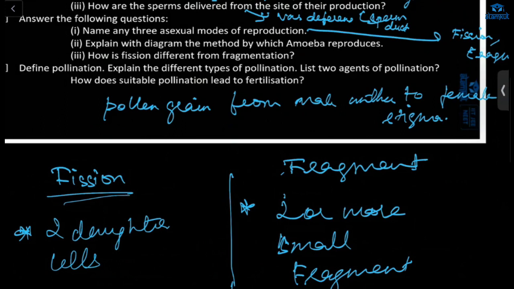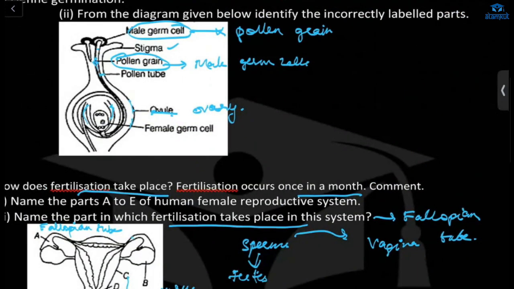When pollen of the correct species lands on the stigma, what will happen? There will be a chemical response, which will cause growth of the pollen tube from the pollen grain. The pollen tube will reach the ovary and meet the egg. Here the male germ cell will meet the female germ cell and fertilization will occur. That's all.